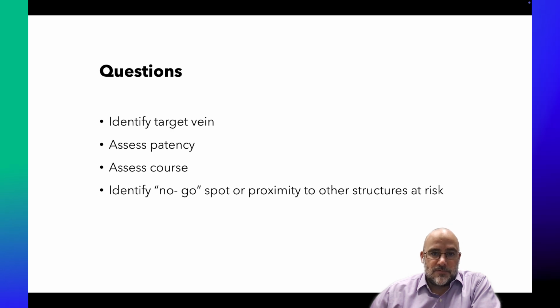So the questions that we have when using ultrasound to select veins is one, we need to identify the target vein. We need to also assess to make sure that it is patent. We need to assess its course, as non-branching vessels that are straight are much more easy to cannulate. And then also we need to identify what I call no-go spots, or issues where the veins are too close to underlying or other structures that should not be attempted because of the risk to those structures.